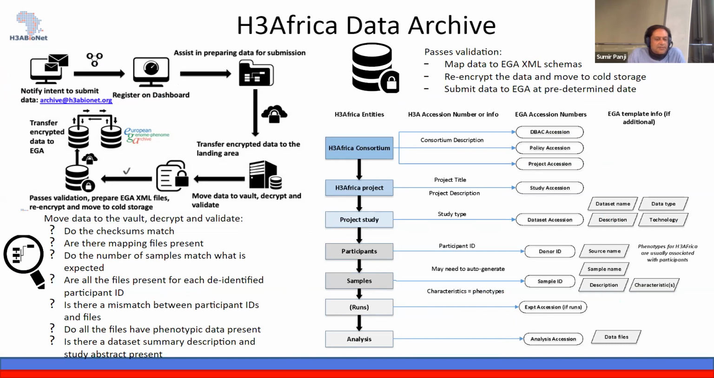is the phenotypic data there, and all of those things. That does help provide the provenance and the metadata of a data set. Once we're happy with that and we've validated it and we stop going back and forth with the data submitters, we actually map it to EGA schemas and then we submit it to EGA on behalf of the projects and under the H3Africa umbrella. And sometimes the data is under embargo and it's released at a predetermined date. Next slide, please.